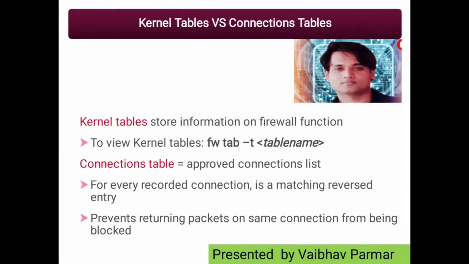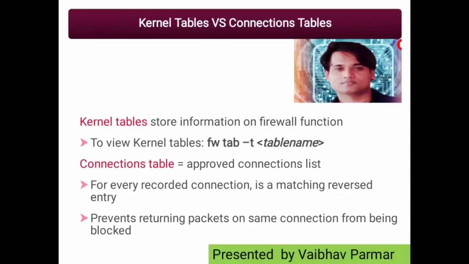Most of us think that kernel tables and connection tables are the same. But please note, kernel tables and connection tables are not the same. They differ in a variety of ways. Kernel tables are basically used to store information relevant to specific firewall functions, whereas the connection table essentially stores all approved connections. Basically, the connection table keeps six attributes: source IP, destination IP, source port, destination port, protocol, sequence number.